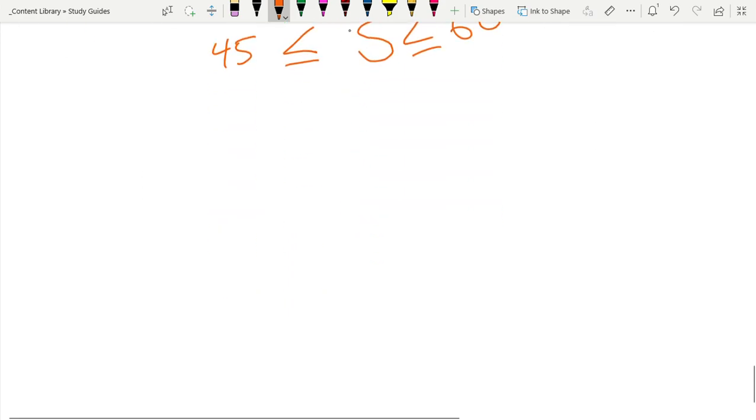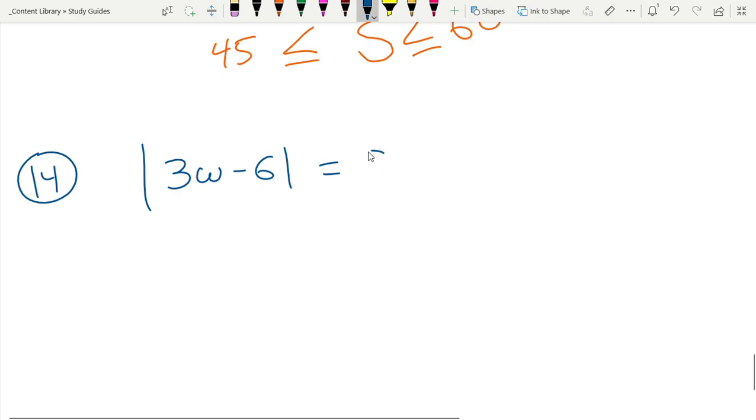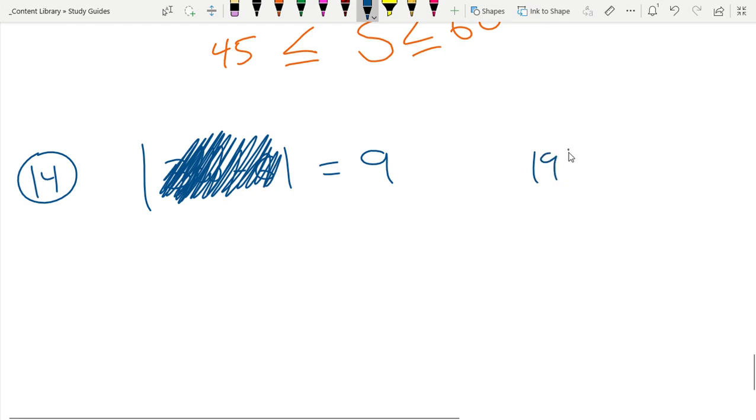On to our absolute value questions. We have the absolute value of 3w minus 6 is equal to 9. Again, remember, we're going to solve for w, but don't worry about that at the beginning. Ask yourself, if this was covered up, what number do you need from here? You either need a 9, because the absolute value of 9 is equal to 9, or you need a negative 9, because the absolute value of negative 9 is a 9.